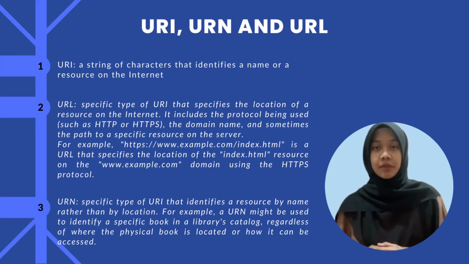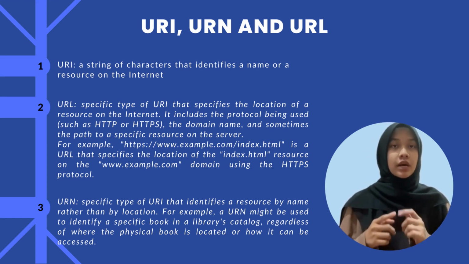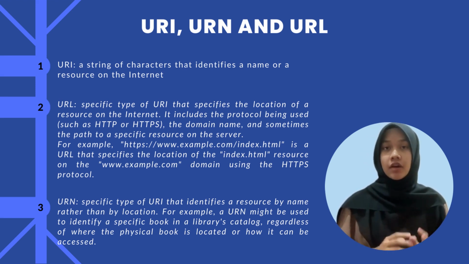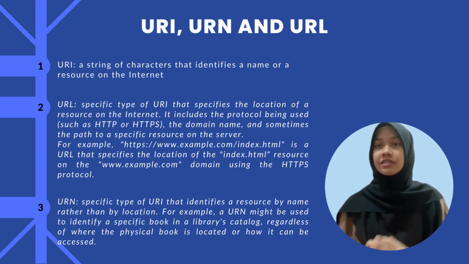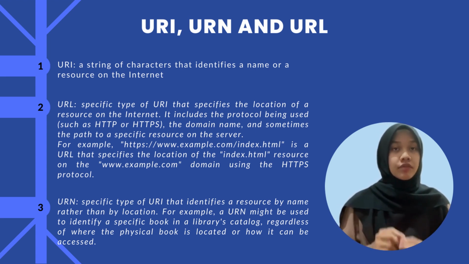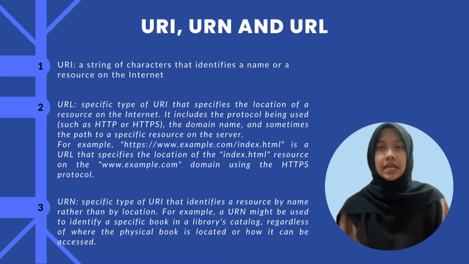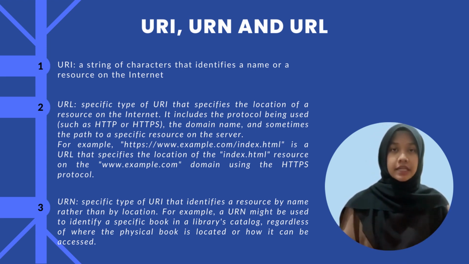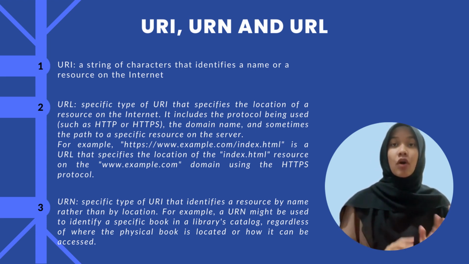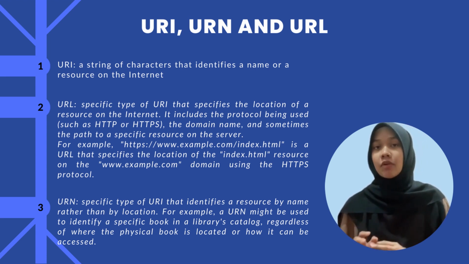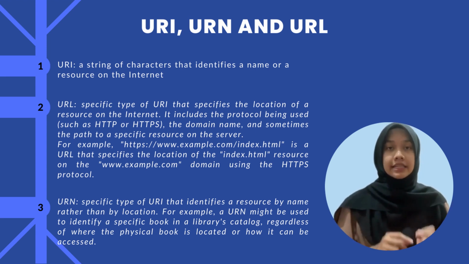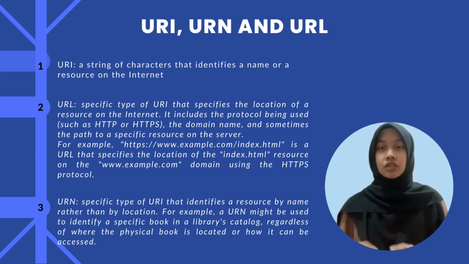Move on to the next topic, which is the differences between URI, URL, and URN. A URI, Uniform Resource Identifier, is a string of characters that identifies a name or a resource on the internet. It can be broken down into two types: URLs, Uniform Resource Locators, and URNs, Uniform Resource Names. In summary, a URI is a general term that refers to any string that identifies a name or a resource. A URL is a type of URI that specifies the location of a resource, while a URN is a type of URI that identifies a resource by name.